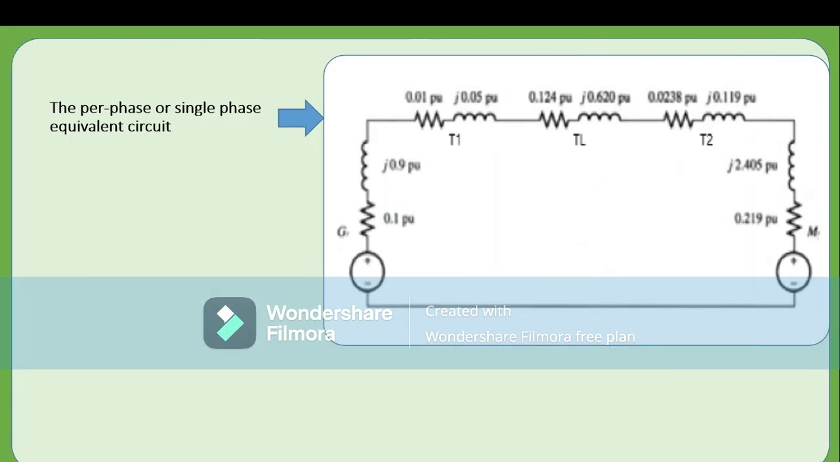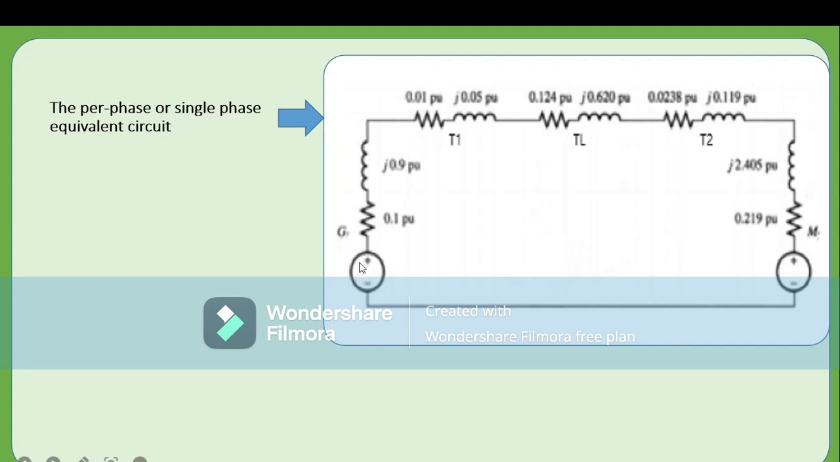The equivalent circuit. So this is where we have the equivalent circuit. You can see this is G1, generator 1, that is T1, transformer 1, that is TL, the transmission line, that is T2, transformer 2, and this is the motor. So finally, this is the equivalent circuit. From this, depending on what we're asked, we can calculate all other parameters. Imagine you are given the voltage for this generator, and say let the voltage be 1 pu.